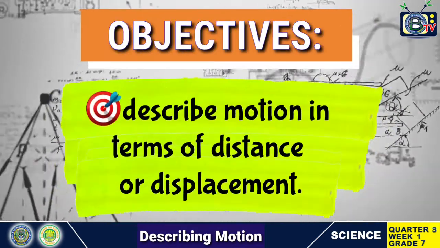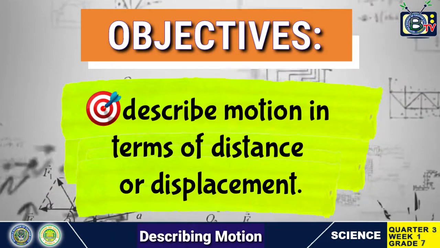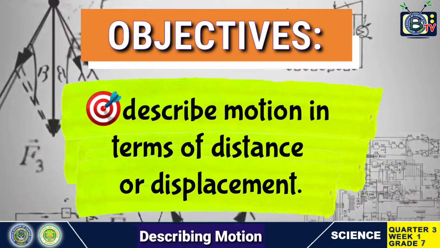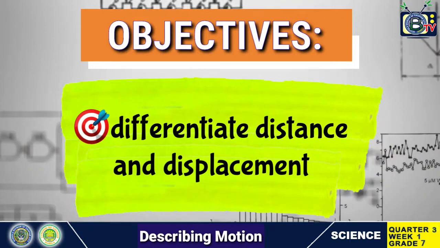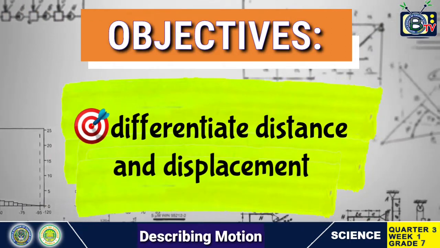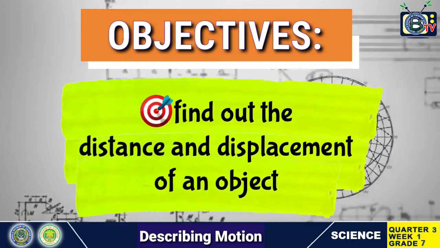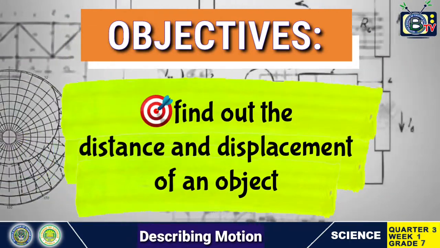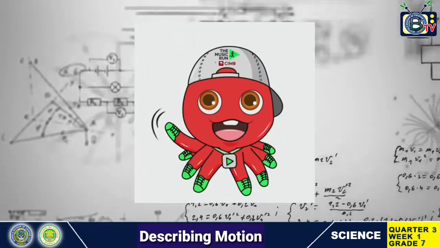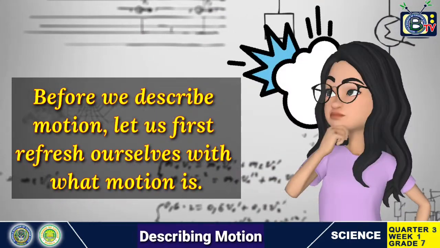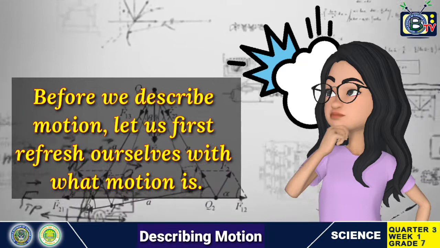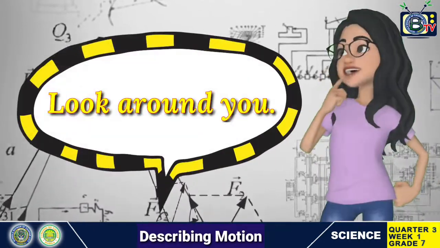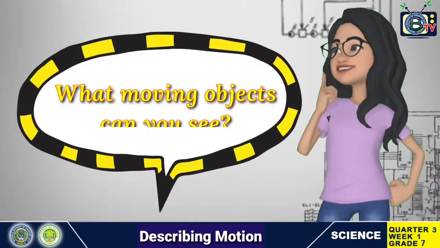Today's episode will help you describe motion in terms of distance and displacement. In particular, you are expected to differentiate these two quantities that describe motion and find out the distance and displacement of an object. Are you ready? Great! Before we describe motion, let us first refresh ourselves with what motion is. Look around you. What moving objects can you see?